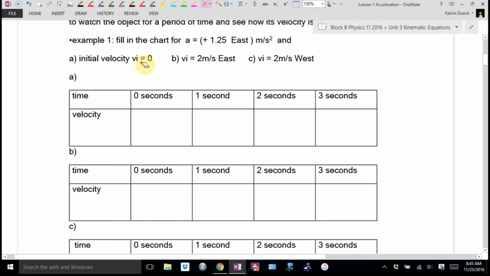Your initial velocity, v_i, is 0. Your initial velocity is 2 meters per second east. Your initial velocity is 2 meters per second west. So you ready? We're going to do a chart. Here's the first chart. I think I can go a little larger.